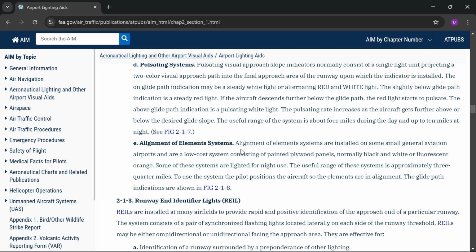Alignment of element systems. Alignment of element systems are installed on some small general aviation airports and are a low-cost system consisting of painted plywood panels, normally black and white or fluorescent orange. Some of these systems are lighted for night use. The useful range of these systems is approximately 3/4 mile. To use the system, the pilot positions the aircraft so the elements are in alignment. The glide path indications are shown in figure 2-1-8.